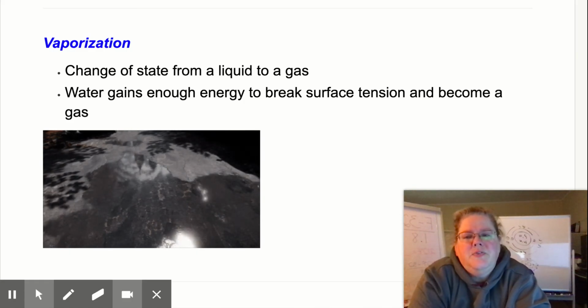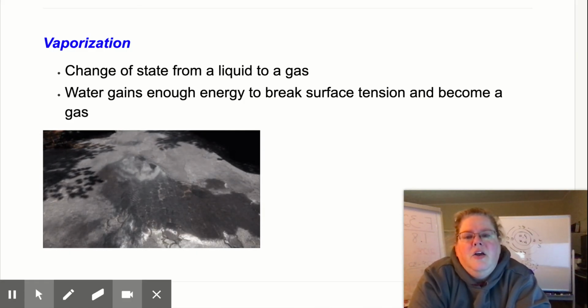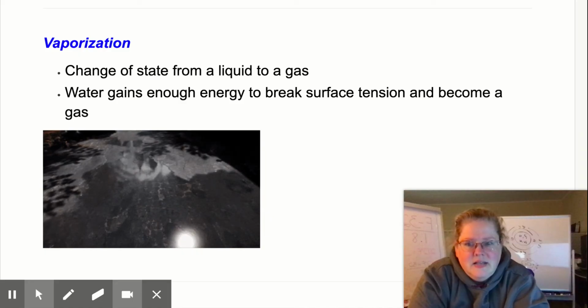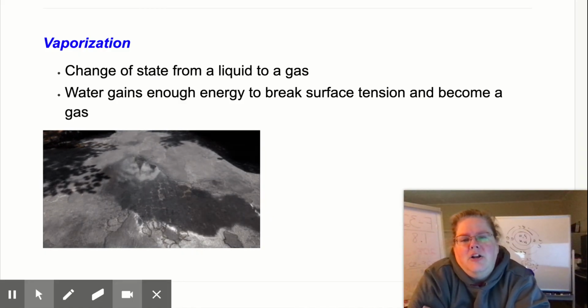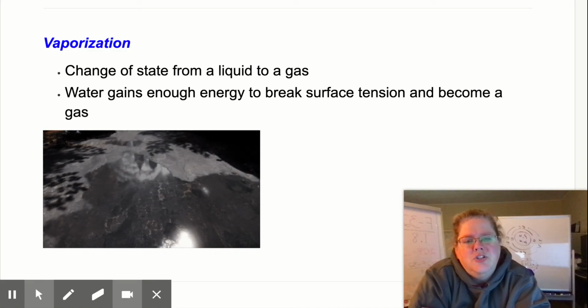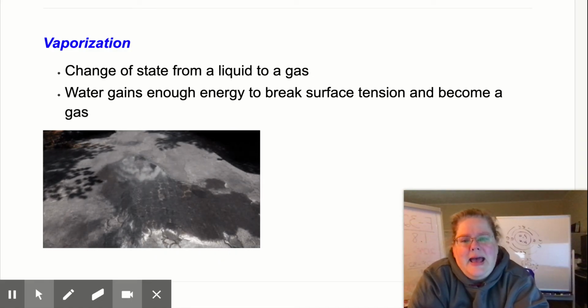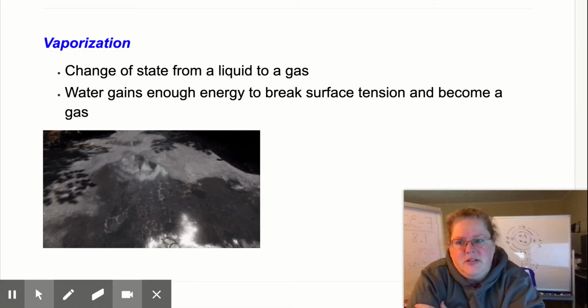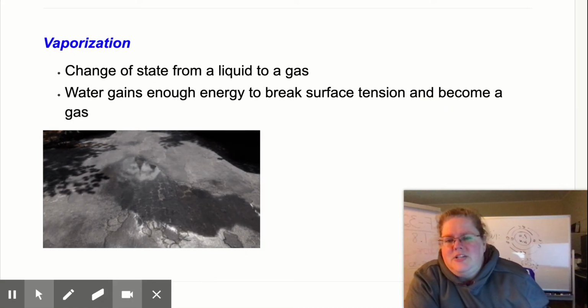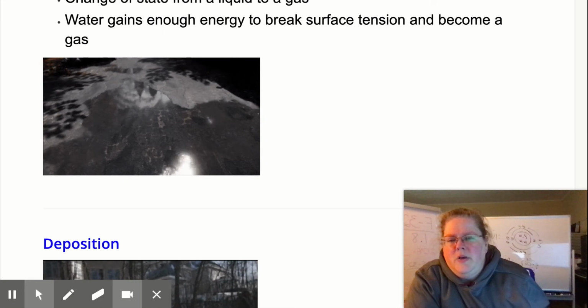Vaporization. So this is a little different. This is change of state from a liquid to a gas. Vaporization is what happens when water gains enough energy to break the surface tension and becomes a gas. Otherwise, I would technically call that evaporation. Vaporization is when it happens pretty quickly.